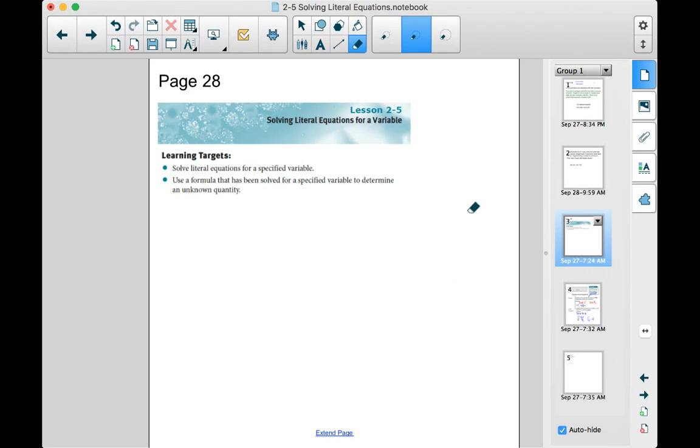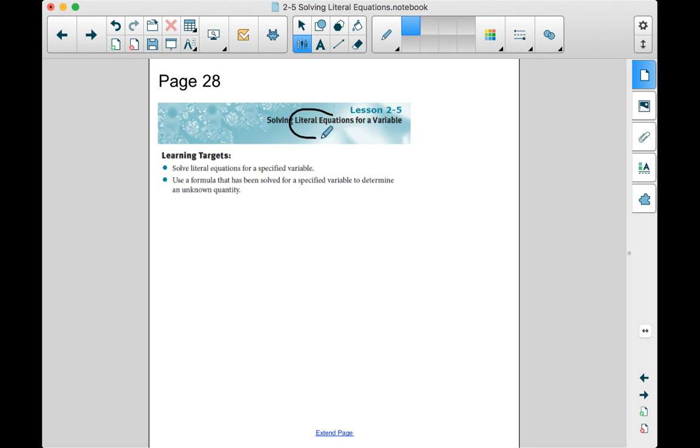Okay, so now we're going to go into your Springboard and go to page 28, which you started on Friday regarding literal equations and solving for a variable. So we're still working on the same LEQ, which is how can I write and solve equations and inequalities. And this time we're working on what we call literal equations. So today, literal equations are going to be our focus.